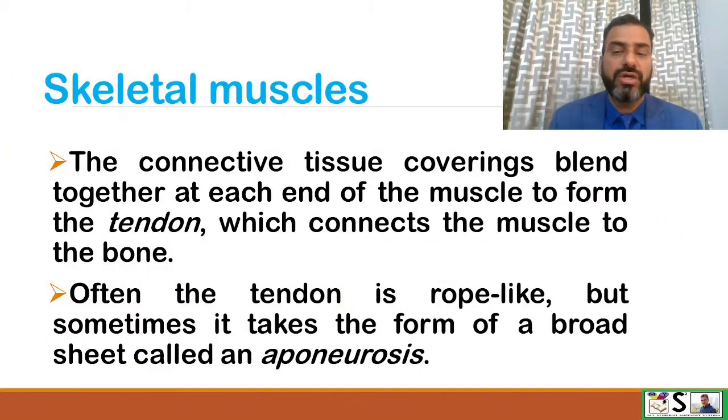The connective tissue coverings blend together at the end of the muscle and form the tendon, and this tendon connects the muscle to the bone. Where the muscle is connected to the bone, that part is known as tendon, and normally it is whitish in color because it is made up of white collagen fibers. Often the tendon is rope-like or thread-like, but sometimes it takes the form of a broad sheet, and this sheet is called aponeurosis.